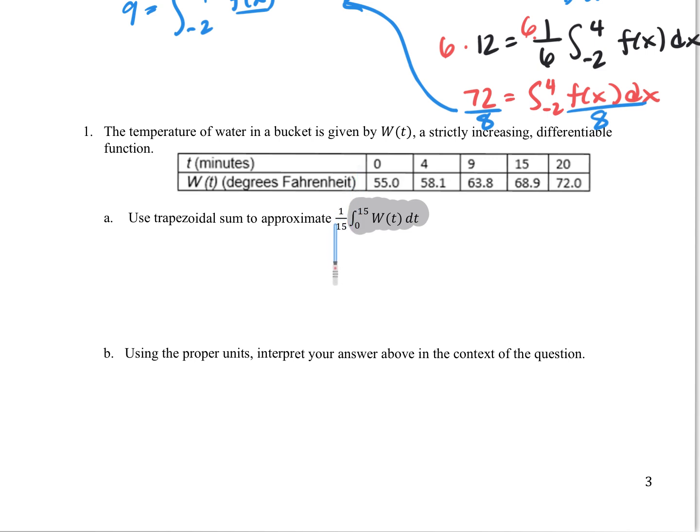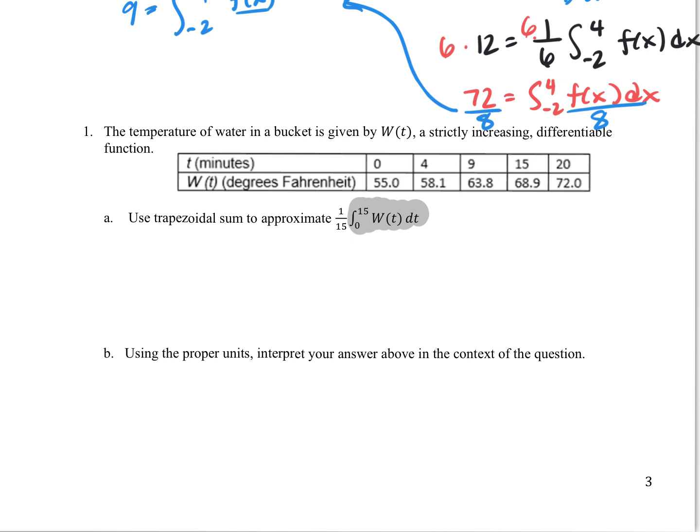And what is that asking for then? This is adding up all of our areas. It's the average value. And that's what they want to see in this part B. They say interpret it. Whenever you've got that 1/15 or 1 over anything out front, they want you to say, oh, it's the average temperature of the water in the bucket. Okay, so that is a really sneaky thing.